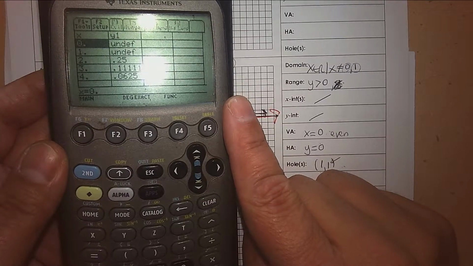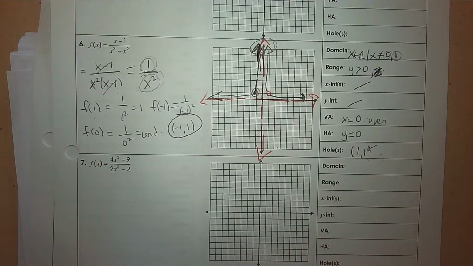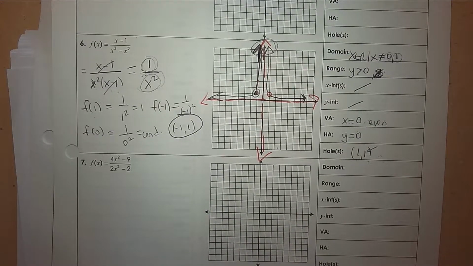Hey, good morning. All right, question number 7. Thank you. He's here. Michael, this is for you at the end of the period. So, number 7.